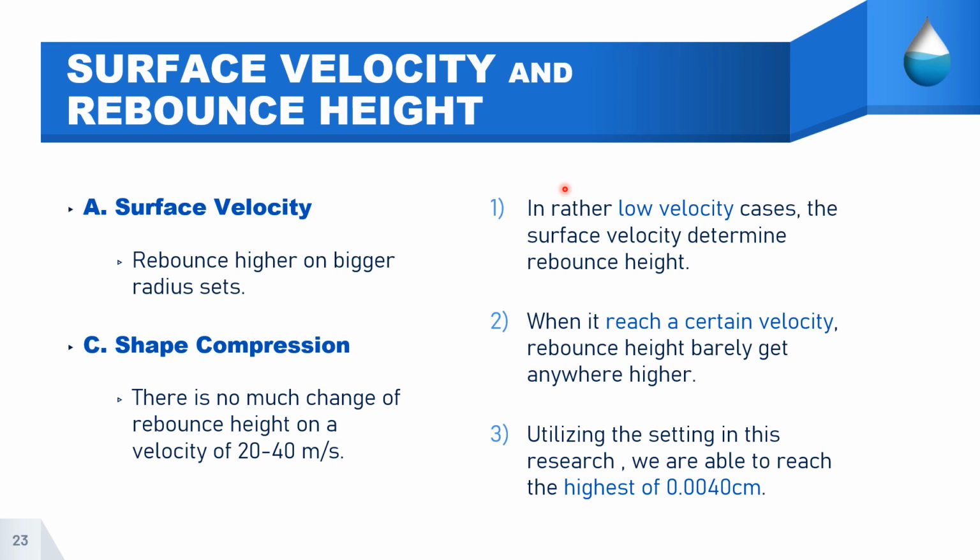And here we have our conclusion. The first one, surface velocity and rebound height. In the experiment A and C, we can see that there are 3 points. In the rather low velocity cases, the surface velocity determines rebound height. When it reaches a certain velocity, rebound height barely gets any higher. The setting we utilized this time is able to reach the highest of 0.0040 cm.